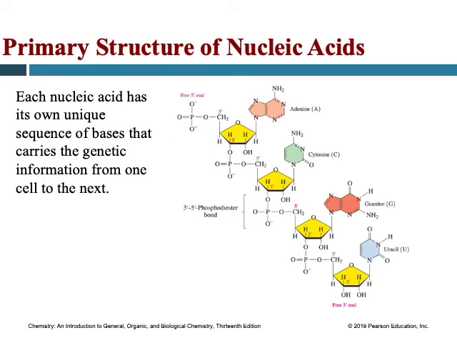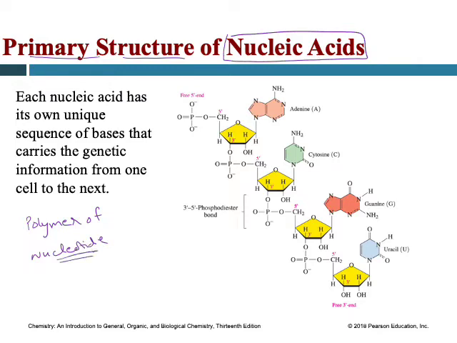Now let's talk about the primary structure of the nucleic acid. Like we have the primary structure of proteins where amino acids are joined together through peptide bonds, similarly, in the primary structure of the nucleic acid, we have a polymer of nucleotides, where many nucleotides come together and bind through a bond to make a polynucleotide.